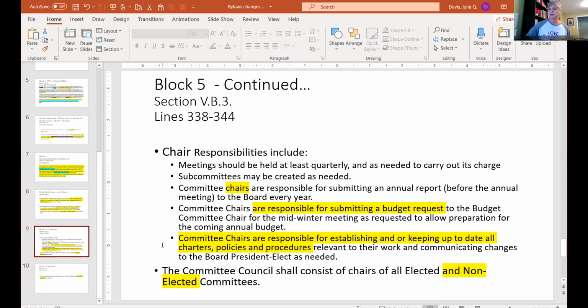The third thing that you see here, committee chairs are responsible for establishing and/or keeping up to date all charters, policies, and procedures relevant to their work and communicating changes, et cetera, that has already been there. So essentially asking committee chairs to routinely review and keep up to date the policies that deal with the tasks and business that they are specializing in. And the committee council shall consist of chairs of elected and non-elected committees. So we wanted to add the non-elected committees.